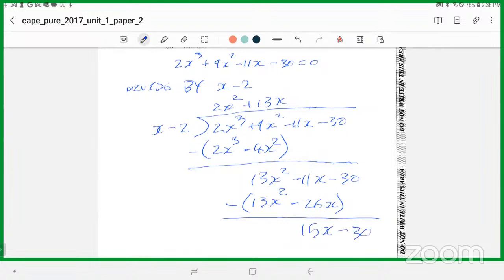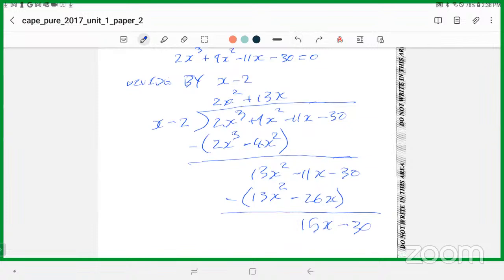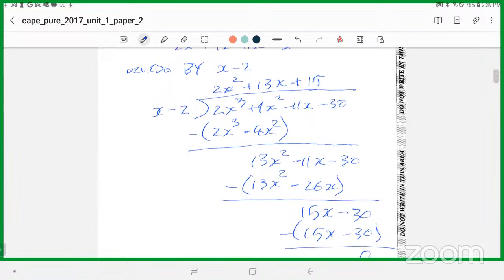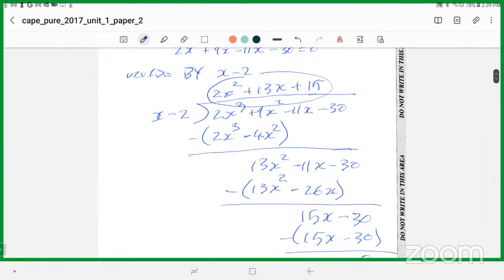I do the right thing all the time, but I was ignoring the minus minus. Minus minus becomes a plus 26. 26 minus 11 becomes 15. Good. And then now the 15x divided by this is 15. So we get 15 right here. And then 15 times these gives us 15x minus 30, and we subtract that to get 0. And then we can factorize this right where it is.